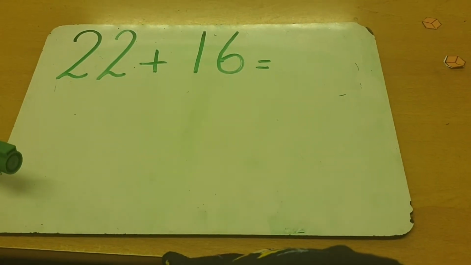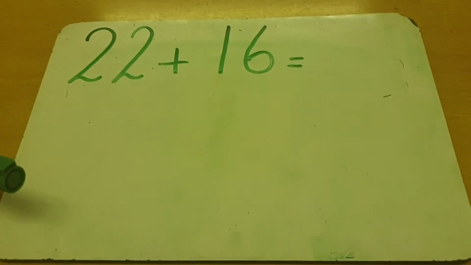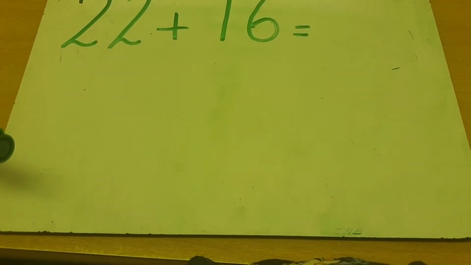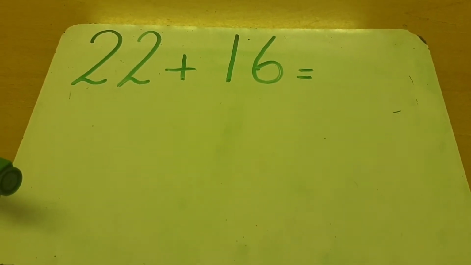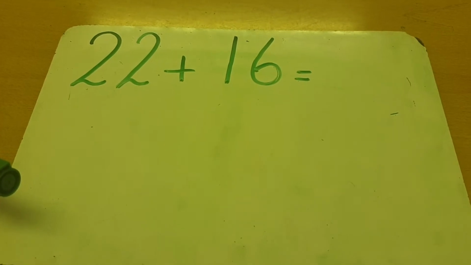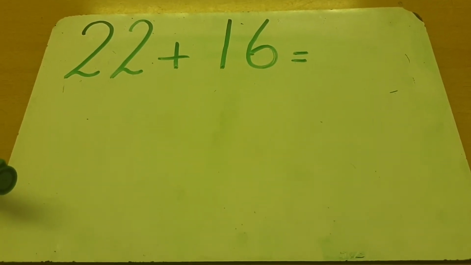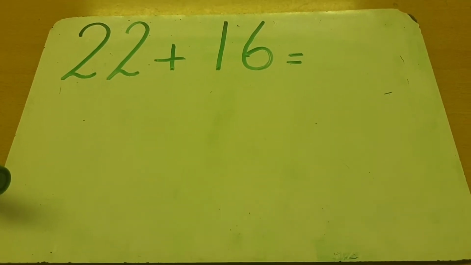Here, I have 2 2-digit numbers, so I'm definitely going to have lots of tens and ones in this sum. Can you read this tricky sum to your grown-up for me? Brilliant. It says 22 add 16. Can you tell me what do I need to draw first? Do I draw the tens first or do I draw the ones first?